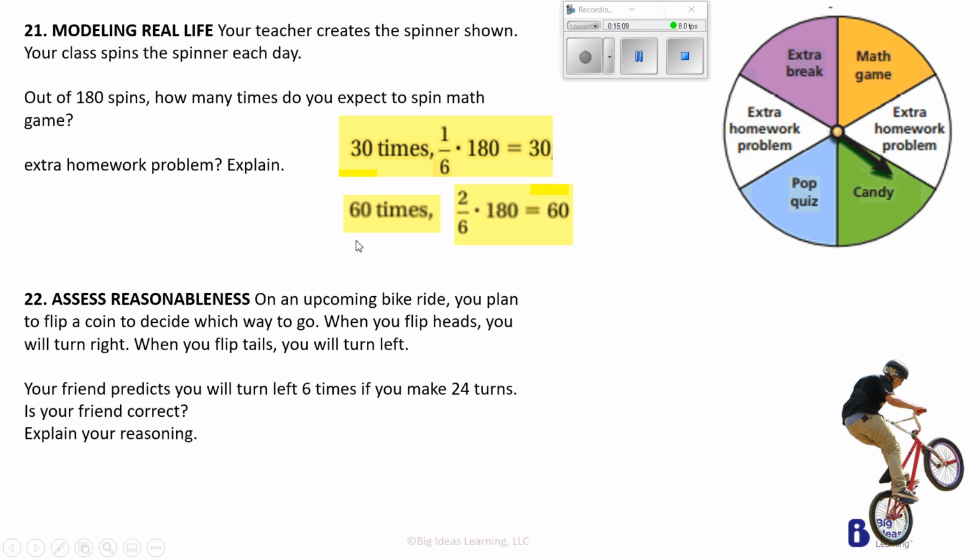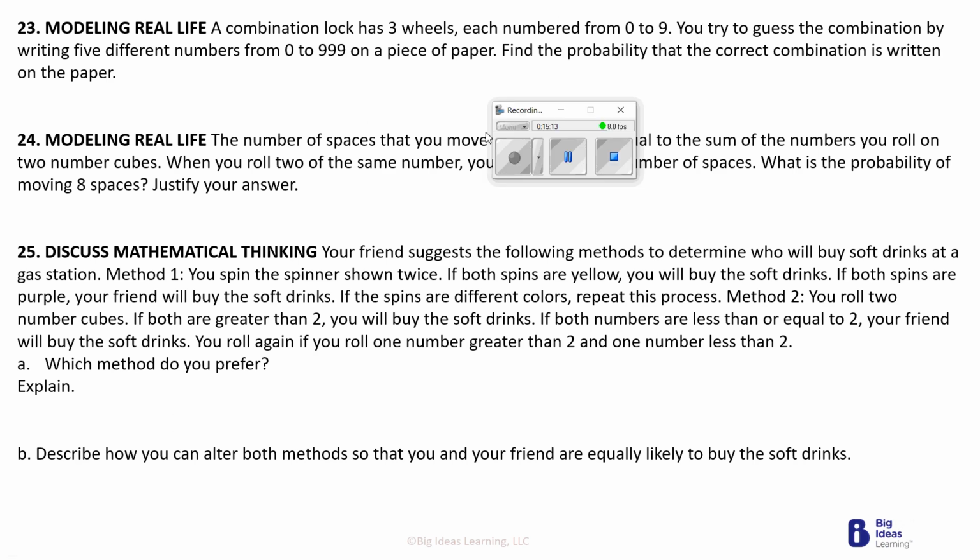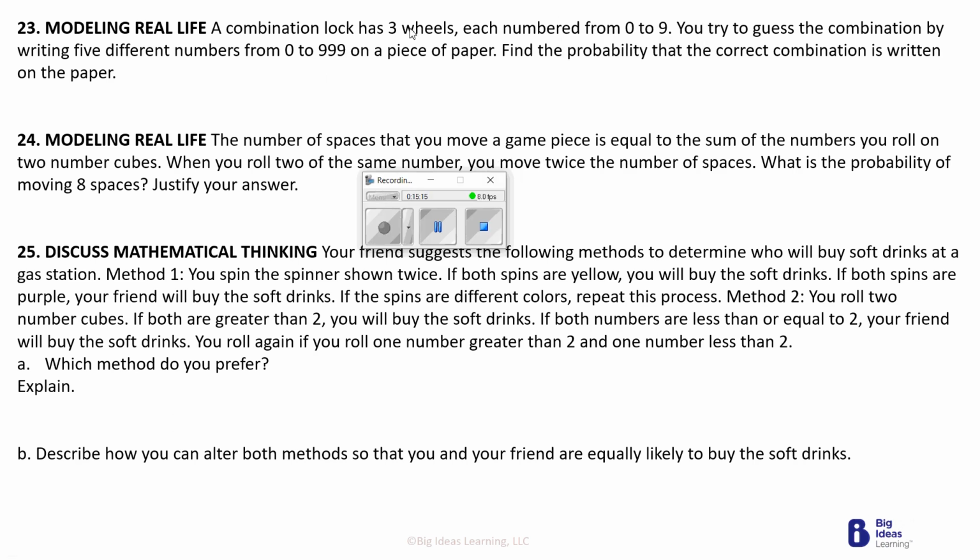Okay, let's go to number 23. It says combination lock has 3 wheels, each number from 0 to 9. You try to guess the combination by writing 5 different numbers from 0 to 999 on a piece of paper and find the probability that the correct combination is written on the paper. So to find that probability, the correct number is written on that paper.